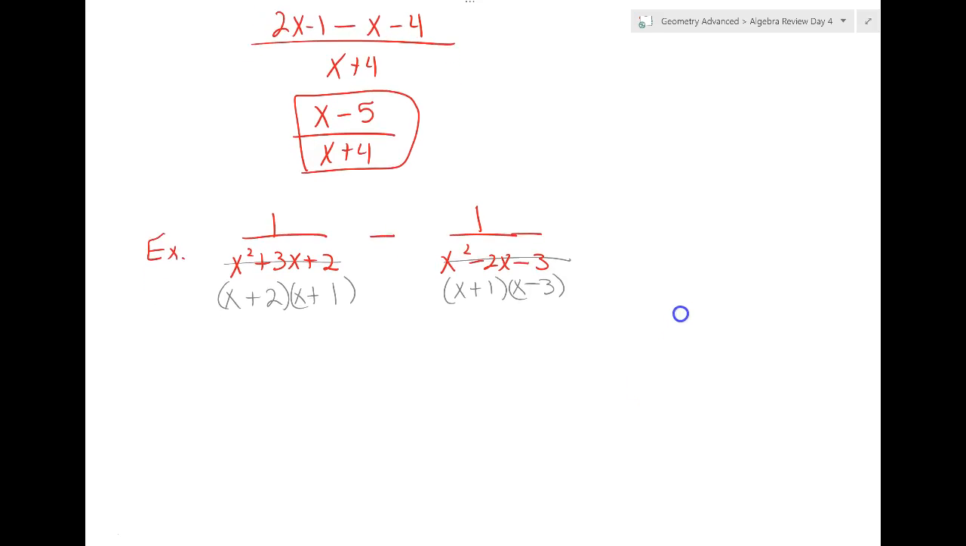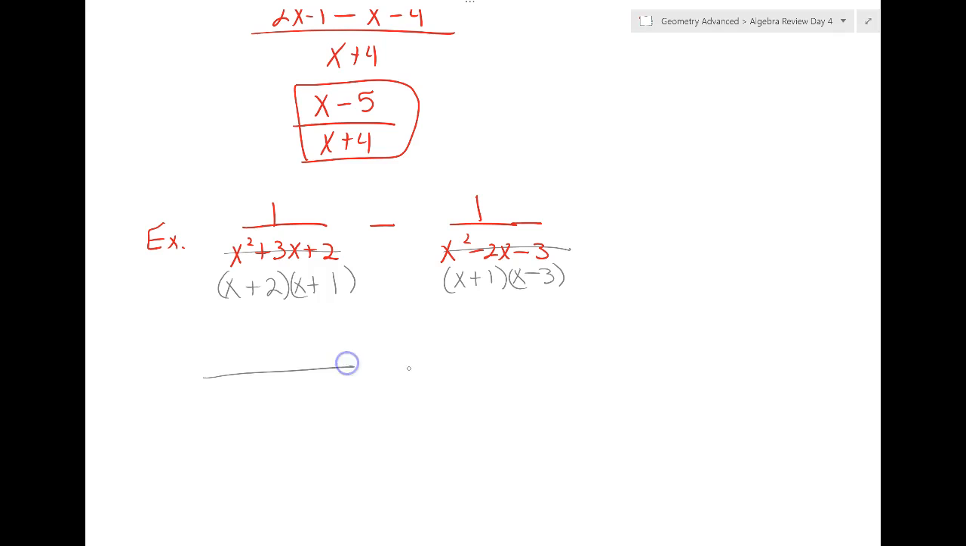Now guys, what's going to be my common denominator? Well, my common denominator has to have an x plus 1 in it. We have that in both. But it also has to have an x plus 2. And it has to have an x minus 3. So I get here, and we're going to put on this side, we're going to have an x plus 3.